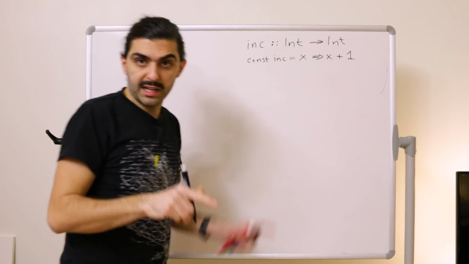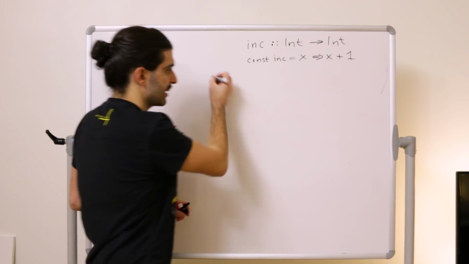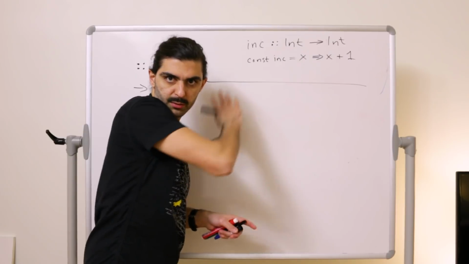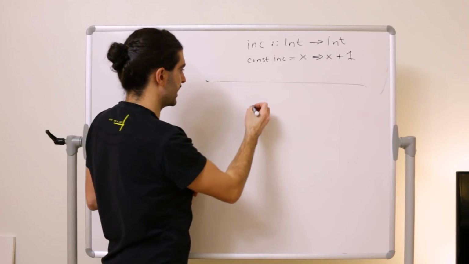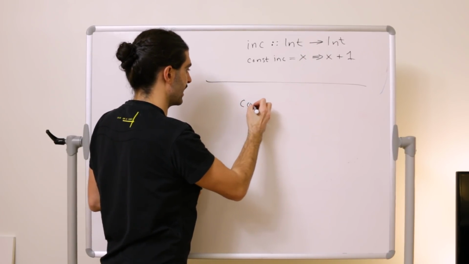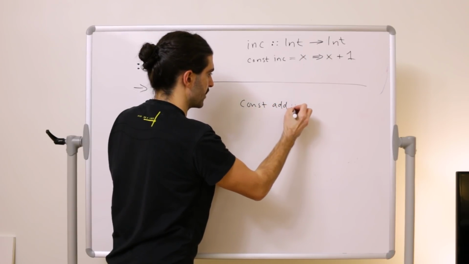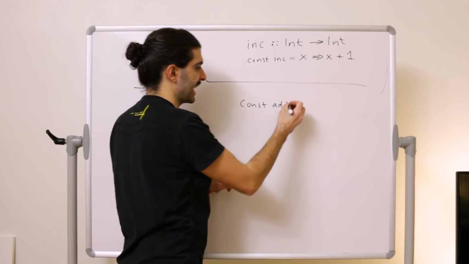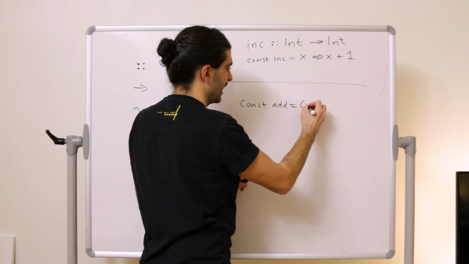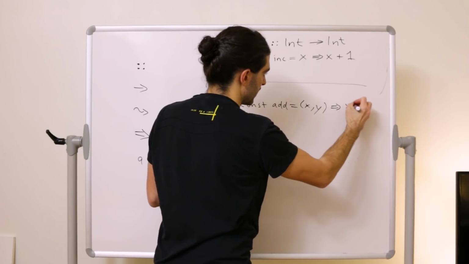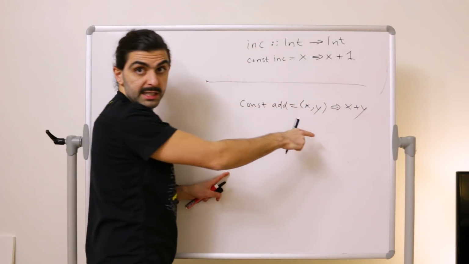Sorry, I just realized I should, as a note to the last discussion, let me just draw a line here to say this stuff that I'm going to talk about now belongs to the last discussion before I wipe the board. What I should have said is that we defined add like this. Const add is a function that takes an x and a y and returns x plus y, right? That's the way we define add.